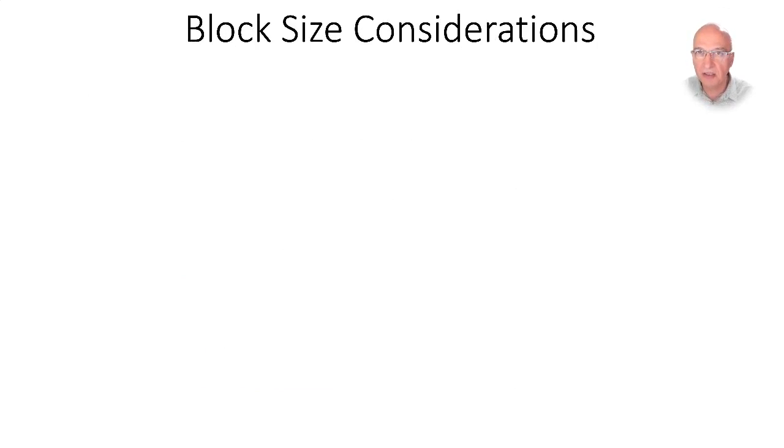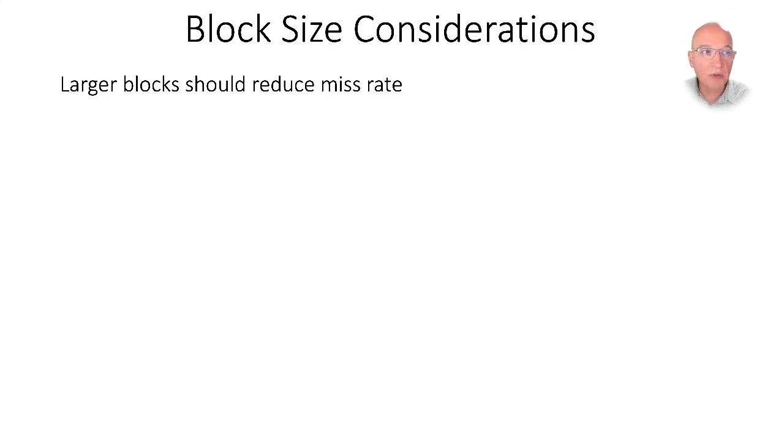The final consideration in this lecture is block size considerations. If I have larger blocks, I'm going to reduce the miss rate. You saw in that example that I was executing the loop that the instructions that came after the first instruction were all hits, because when I had a miss in the first word of the block, I brought the entire block to the cache, and the subsequent accesses were hits.